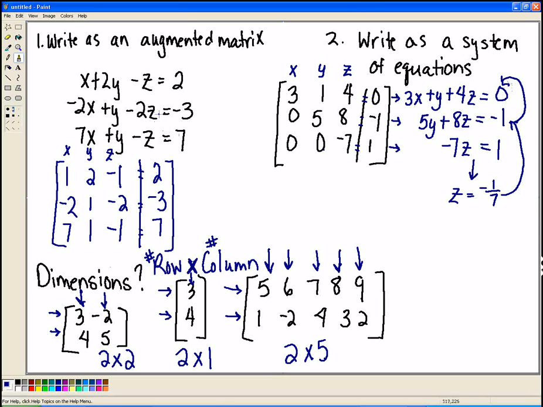So to review, we've taken a system of equations, written it as an augmented matrix. We've talked about the dimensions of a matrix, which is the number of rows by the number of columns. And finally, we just worked backwards. We took a matrix and wrote the corresponding system of equations.